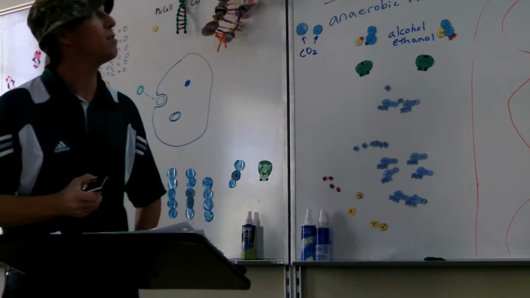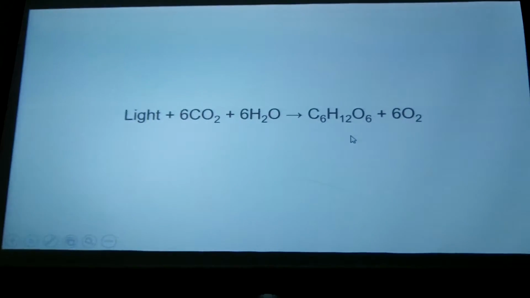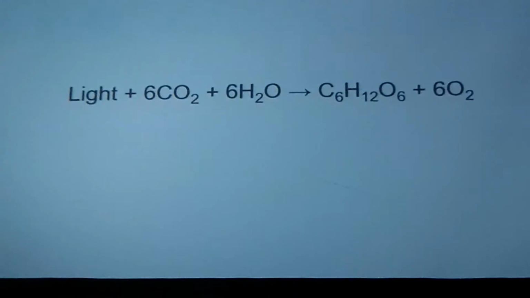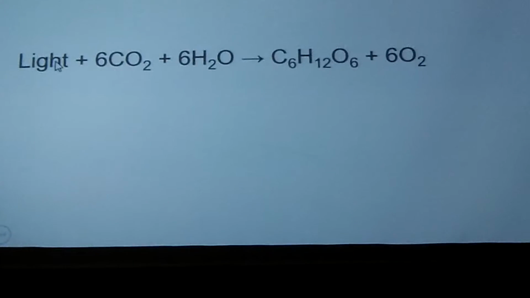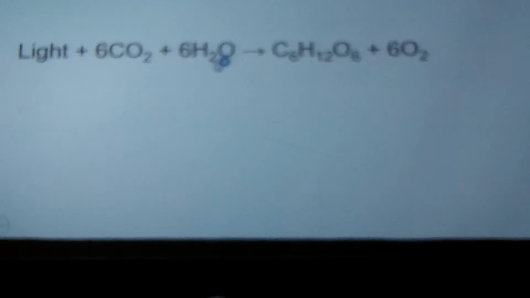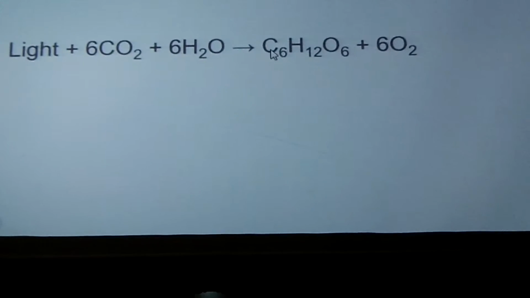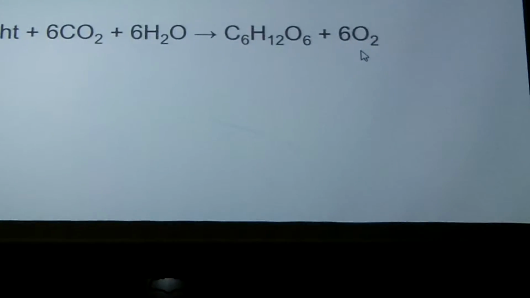Sorry. So this is the photosynthesis equation. You all have to memorize this equation. You have to understand what photosynthesis is. Light plus carbon dioxide plus water yields glucose plus oxygen. We got to memorize that equation.